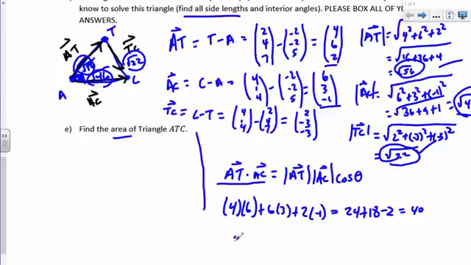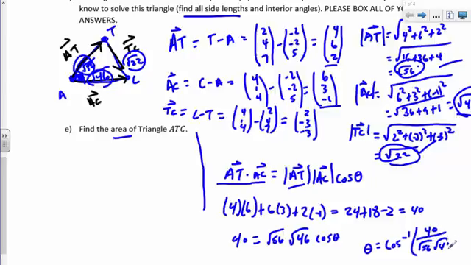So that means that 40 is equal to the magnitude of AT, which we now know is root 56 up here. We already found this answer. And the magnitude of AC is root 46 times the cosine of the angle. Therefore, the angle will equal the cosine inverse of 40 over root 56 times root 46, and then we'll figure out what this is in the calculator. Okay, some angle like that. So let's go open the calculator.